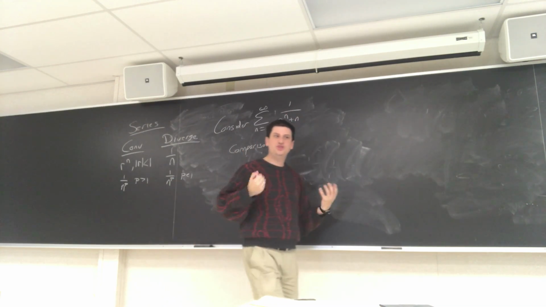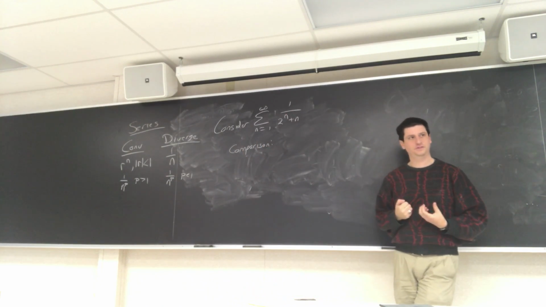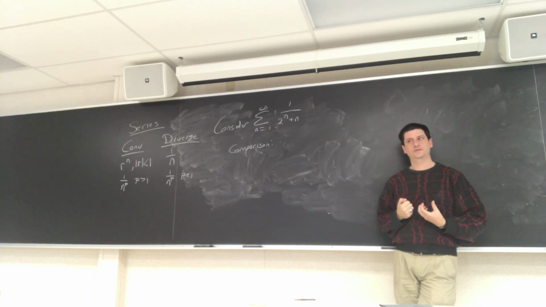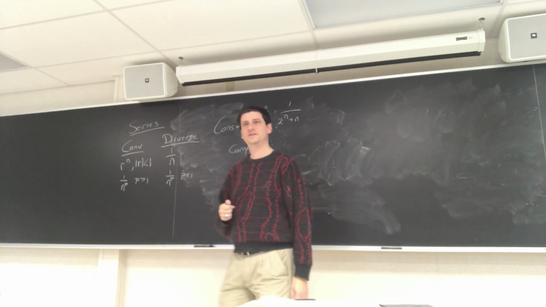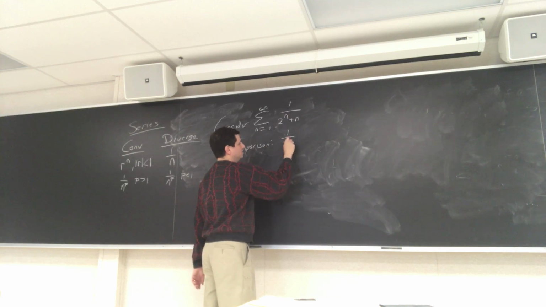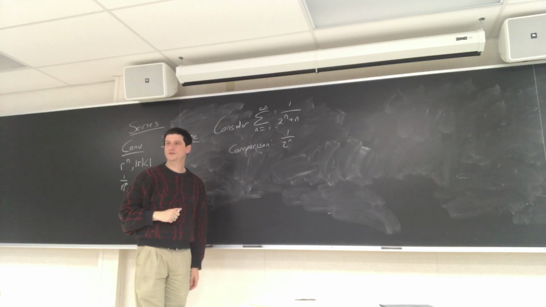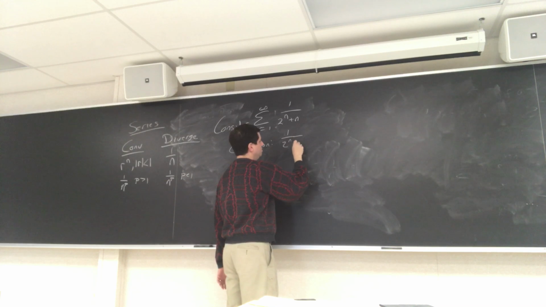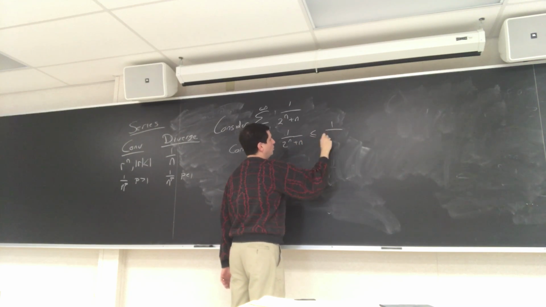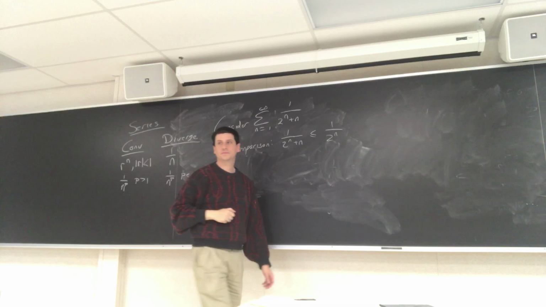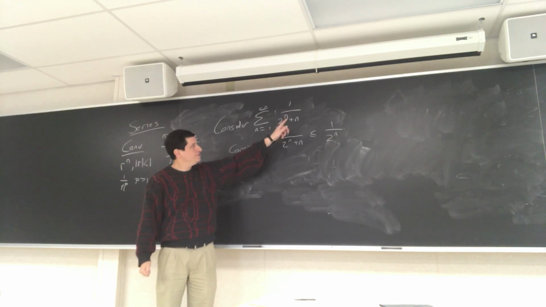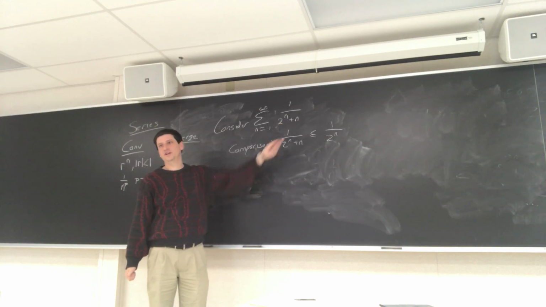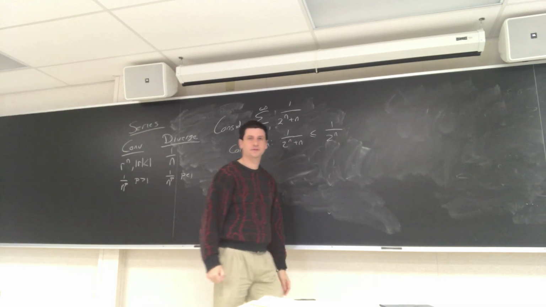it's non-negative, so we just need to find something larger than it that converges. Can you give me an example of something larger than it that converges? 1 over 2 to the n? Yeah, just 1 over 2 to the n. Right? So 1 over 2 to the n plus n is less than or equal to 1 over 2 to the n. So by the comparison test, we're done. The reason this was relatively easy is we have a plus sign here. So you say, yeah, look, just drop the n, doesn't matter.